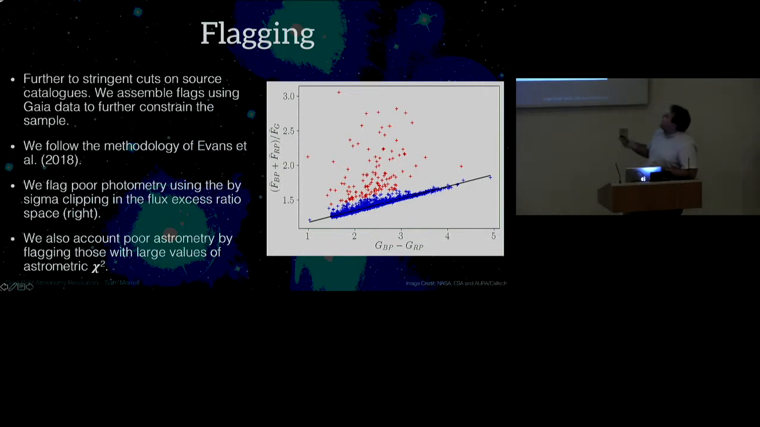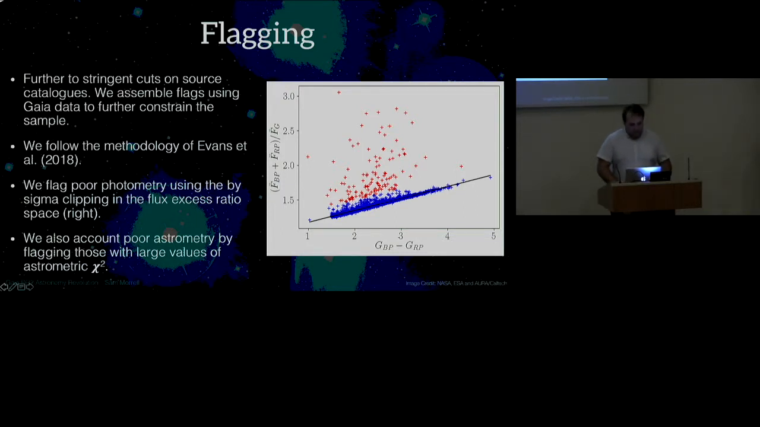An example of that is in this plot here, where you can see our well-behaved photometry here are these blue data points, and the ones that scatter upward from this line here are further than 3 sigma away, and we flag them as contaminated. Also, we know that you can have astrometric contamination in Gaia, which can result from things like binaries or crowded fields. So we also flag those sources with large values of astrometric chi-squared as contaminated.